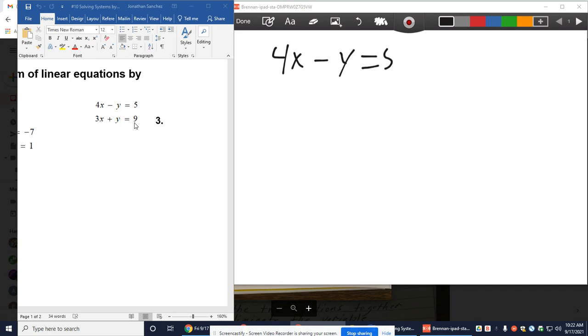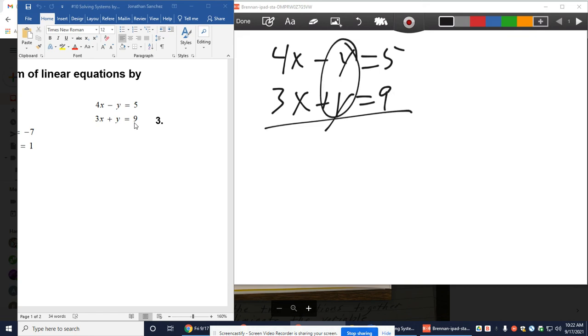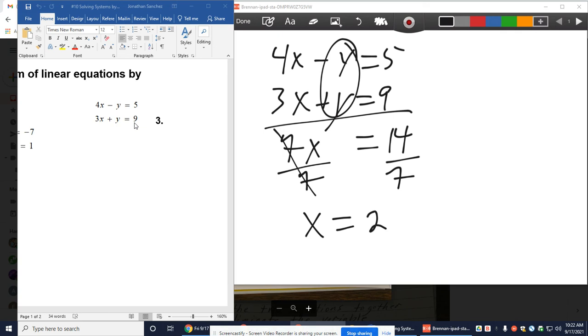4x minus y equals 5. I got 3x plus y equals 9. So if I'm going to add these, the y's go away. 4x plus 3x is 7x. 5 plus 9 is 14. I have 7x, so I'm going to divide by 7, and x is 2.